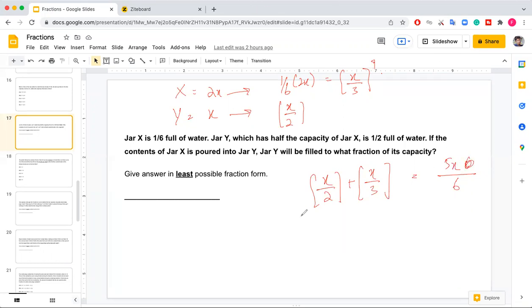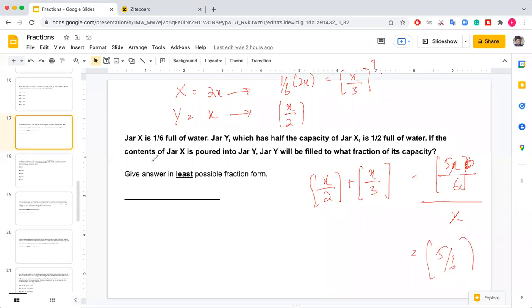So what the question is saying is, jar y will be filled to what fraction of its capacity? This is what jar y is filled to after pouring from jar x into it. And what is the actual capacity of jar y? It is x. So x will cancel out and this will be 5 by 6.